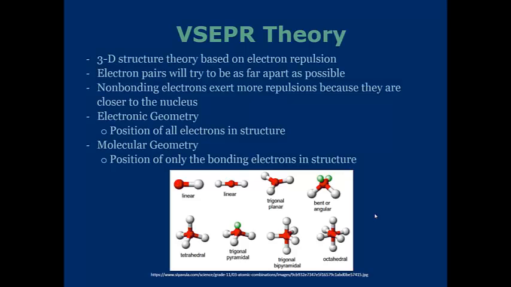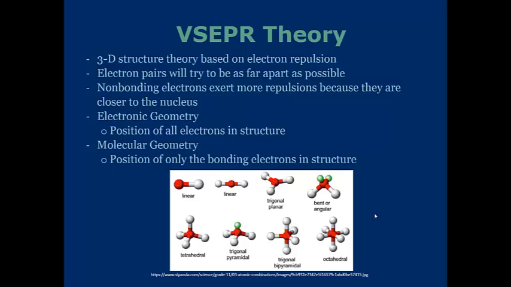VSEPR theory, or valence shell electron pair repulsion theory, is a three-dimensional structural theory that's based on electron repulsions. Simply stated, it makes the assumption that electron pairs will be as far apart as possible. This makes sense considering that from a physical standpoint, same charges will repel. Non-bonding electrons often exert more repulsion because they are closer to the nucleus. There are two types of these geometries. Electronic geometry is where all electrons are positioned, whereas molecular only positions the bonding atoms in the structure.